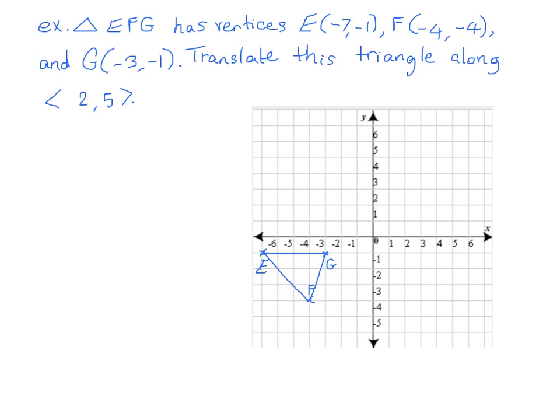Okay, so the best way to truly understand this is to see an example. So in this example, we have triangle EFG. I've already put it in the coordinate plane, and we're being told to translate it along this vector. So this vector, we want to treat as if it's instructions. This tells us the shift in the x direction, and this tells us the shift in the y direction. And in this case, they're both positive. So a positive shift in the x direction is telling us we're going to be moving our points to the right, and a positive shift in the y direction tells us that we're going to be moving our points up.